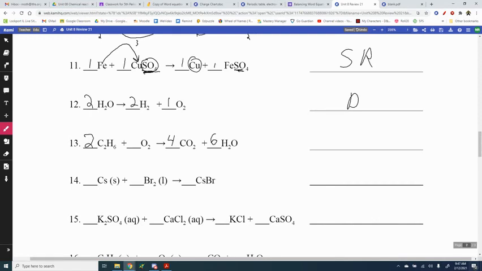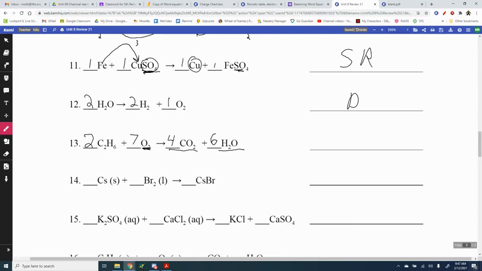So now we have 6 oxygens here, and we have 8 oxygens here. That's a total of 14 oxygens, which now that's an even number, right? So we can get 14 oxygens from this one by putting a 7. Okay, and now it's balanced. Hooray. Okay, now we have to classify.